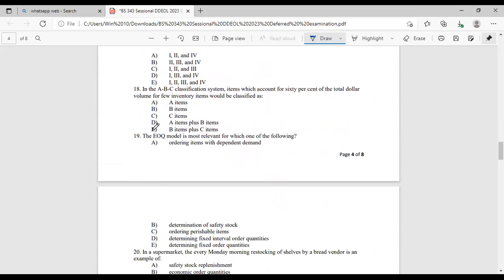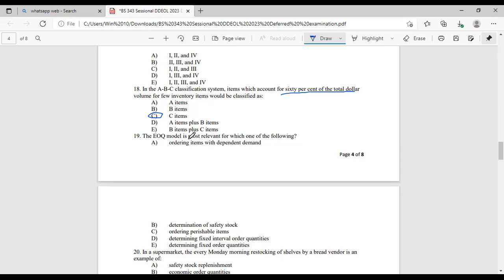18, in a basic classification, items which account for 60% of the, okay, 60% of the, all right, it is item C. They account for 60%. Okay, that's item C.